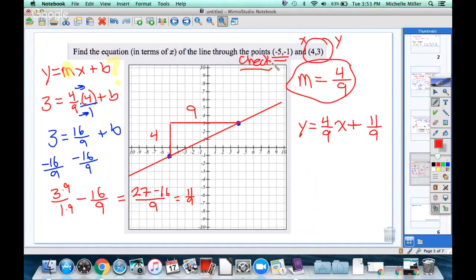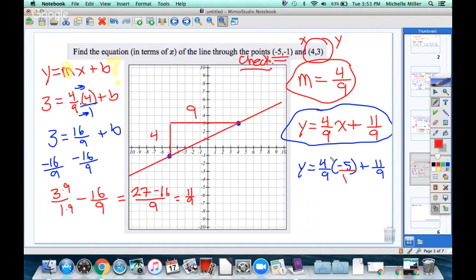And the check is kind of like what we did before. We're going to plug in the -5 and pray -1 pops out. So let's do that. I think this is the answer for that problem, but I want to make sure. So what does y equal if I plug in -5? We're multiplying here, multiply across top and bottom. 4 times -5 is -20 over 9 plus 11 over 9. 20 minus 11 is 9, so -20 plus 11 must be -9 over 9, which equals -1.